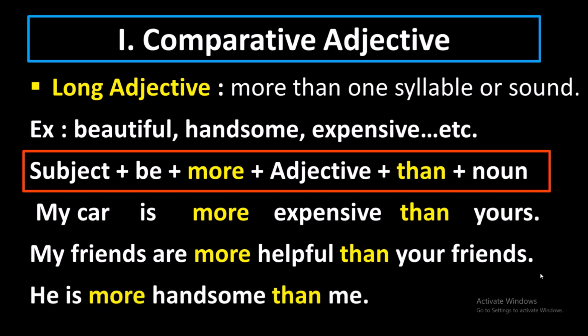Another example. He is more handsome than me. We do not say he is handsomer than me, or we cannot say he is more handsomer than me. So the correct way to say it according to the form is he is more handsome than me.